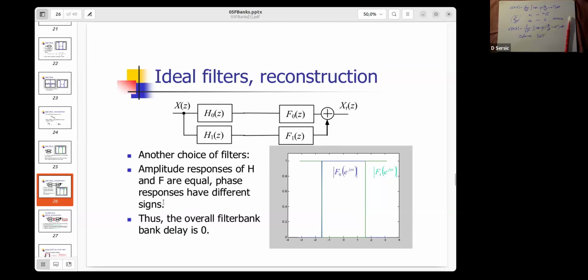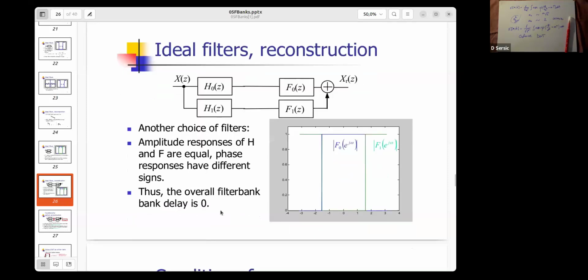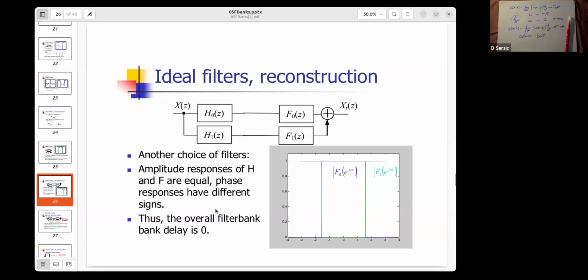If they have different signs of the phase responses, such an ideal filter bank would have a delay of 0. If not, if F0 and F1 have the same phase responses as H0 and H1, then we will introduce some delay, which is also okay for our definition. Okay.